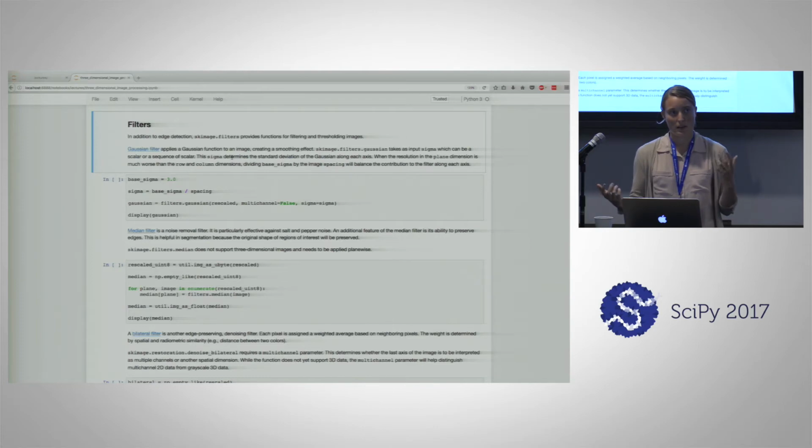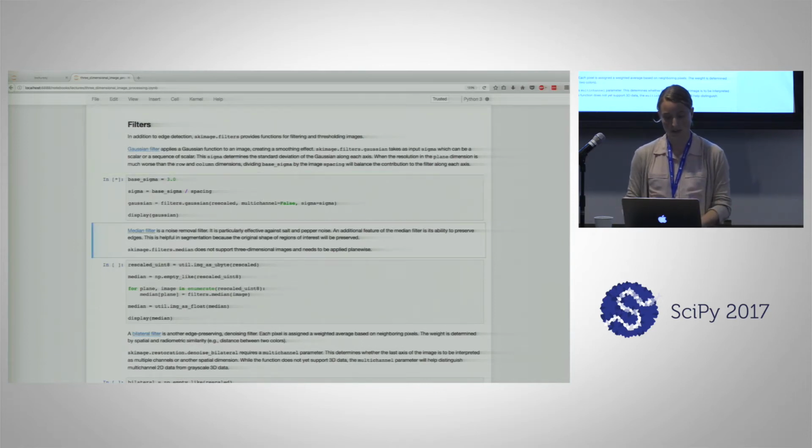When we deal with volumes where the resolution is greatly reduced along one dimension, we want to adjust our filters such that the contributions of the pixels above and below don't play as much of a role as the contributions in that same plane, just because they're spaced further apart. We can account for that by taking our base sigma of 3 and dividing that by the spacing before applying our Gaussian filter.